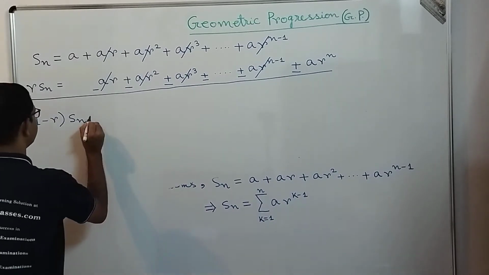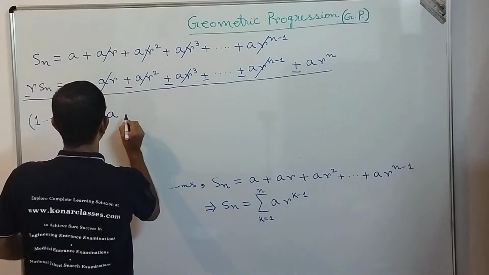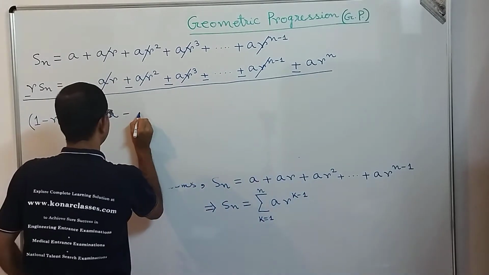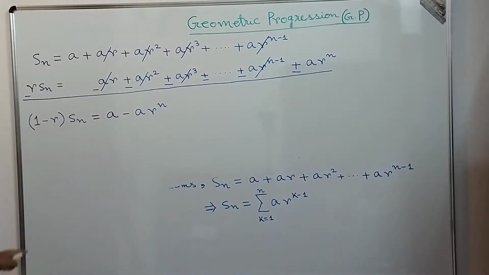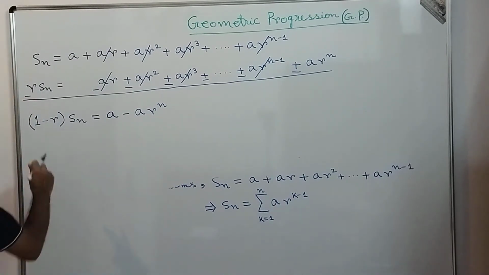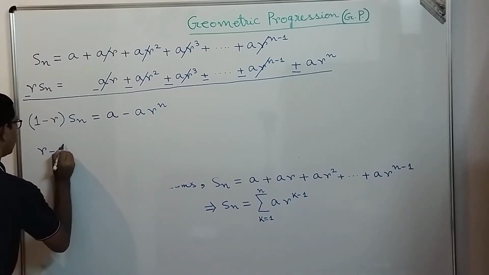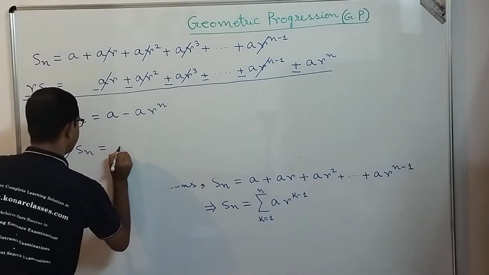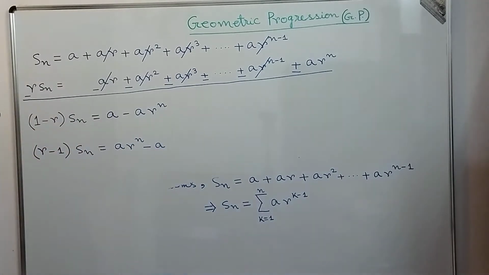That is equal to, what we are going to get is a minus, this is the a and this is minus a into r to the power n. We get this one, or if we represent in a different way, the reverse way, we can also write that r minus 1 into Sn is equal to a into r to the power n minus a, correct?